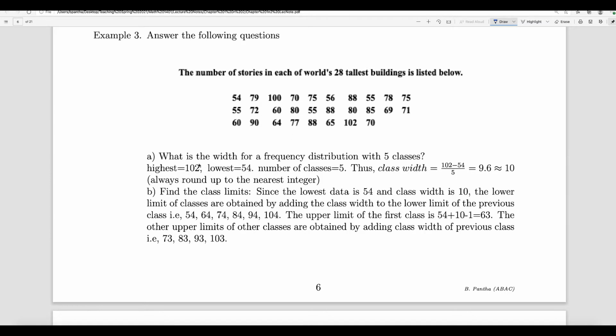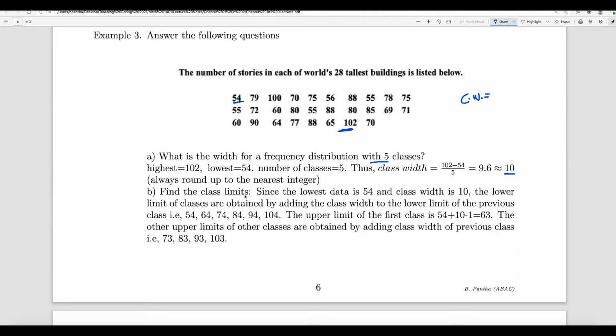So let us answer the question: what is the width of the frequency distribution with 5 classes? So the number of classes is 5, right? How do I find the width? To find the class width, which we can denote by CW, it is the highest minus the lowest, divided by the number of classes. 102 is the highest, the lowest is 54, and we divide by 5 because it says 5 classes. So 102 minus 54 divided by 5 gives 9.6. Whatever decimal number you get, you always round up. That will be 10, so the class width is 10. Always round up to the nearest integer.